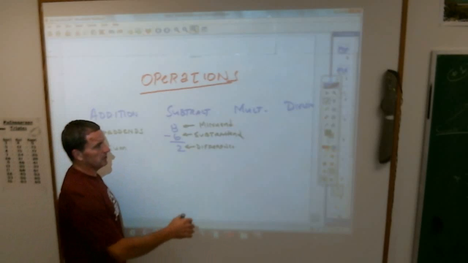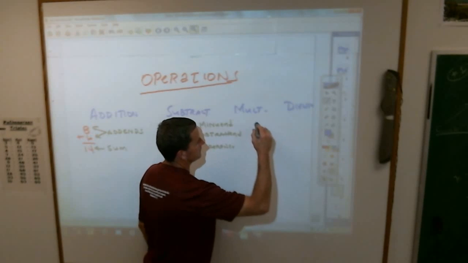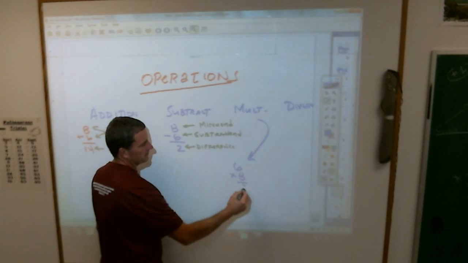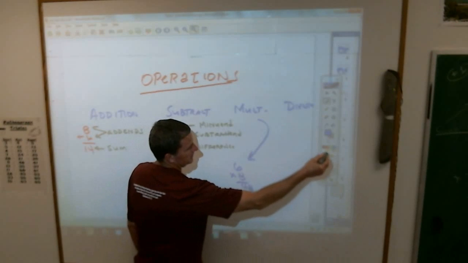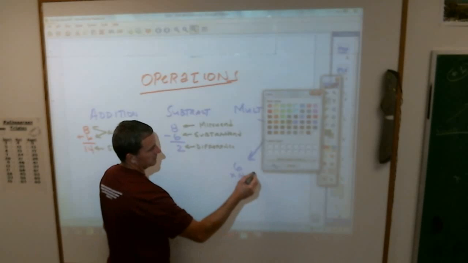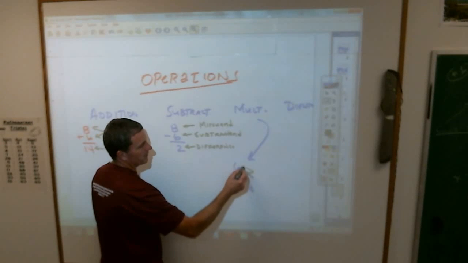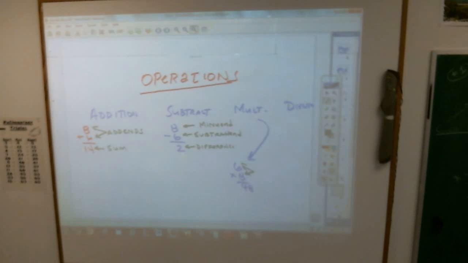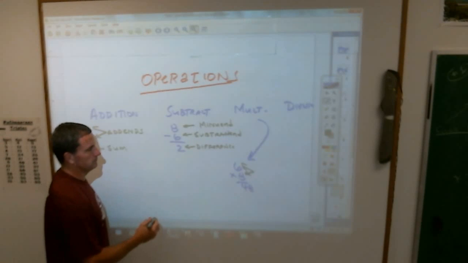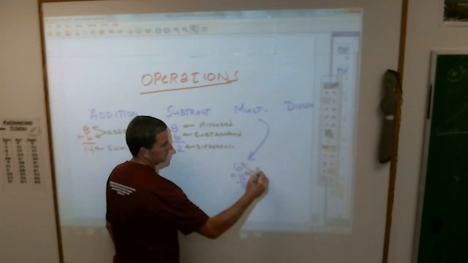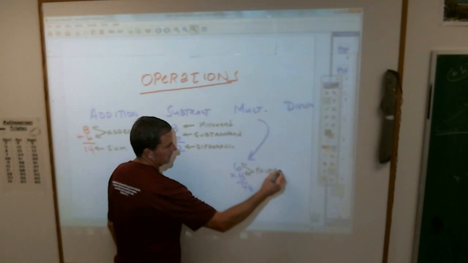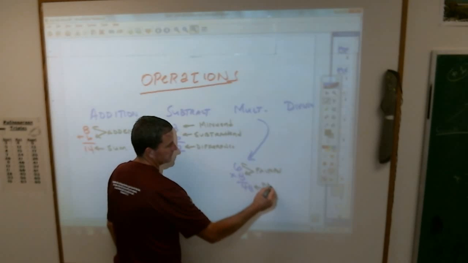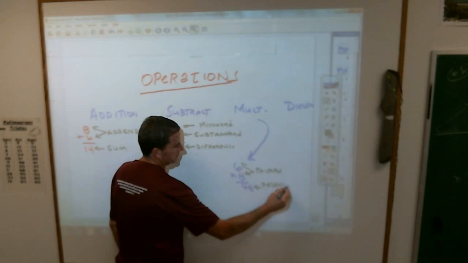In a multiplication problem, let's do that down here. If you have 6 times 8 is 48, again, these guys are the same. Because you can flip them around, those guys have the same name. They are the factors. And the answer to a multiplication problem is the product.